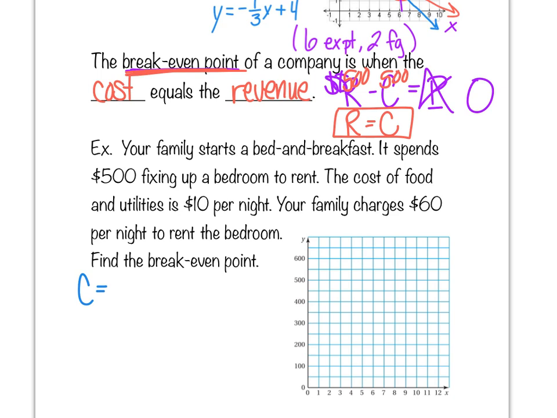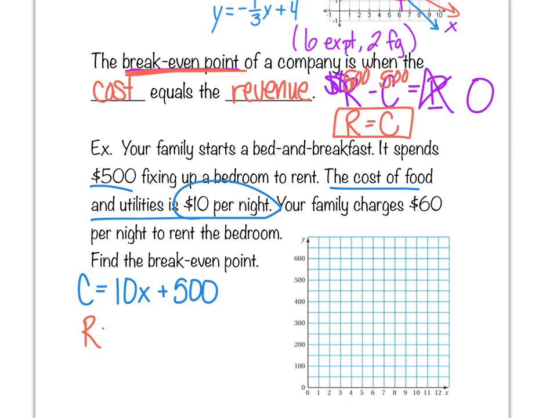The cost equation says you spent $500 fixing up the bedroom, right? So it costs you $500, plus the food and the utilities cost $10 per night. So we'll let X be the number of nights. You have to pay $10 per night every night somebody stays there, plus it initially cost you $500 just to fix the place up. So there's your cost equation. Your revenue equation is all the money you're bringing in, and you charge $60 per night.